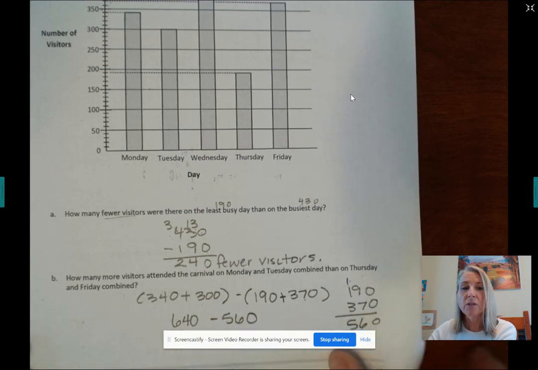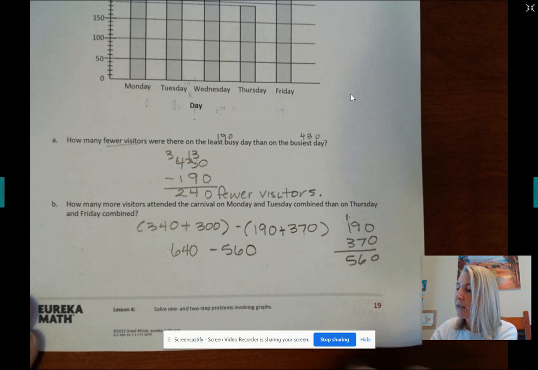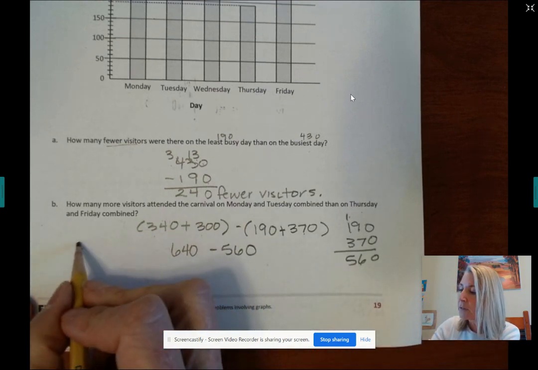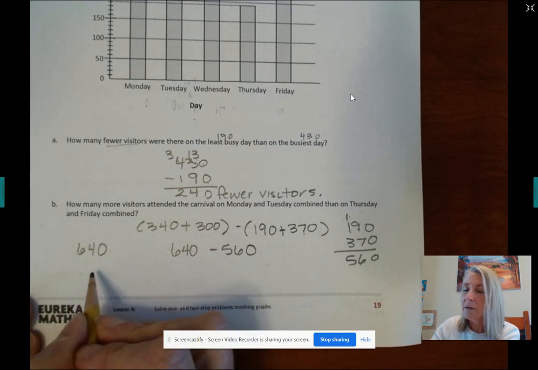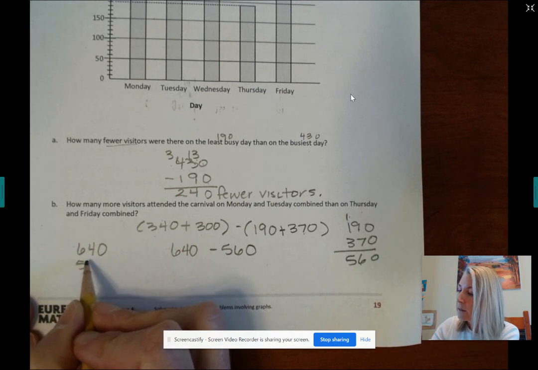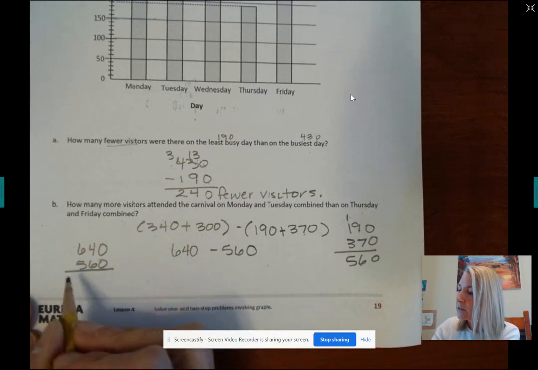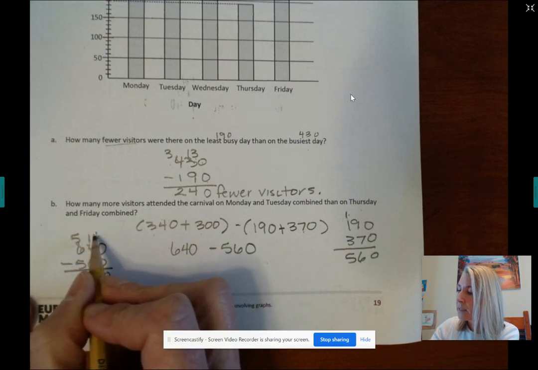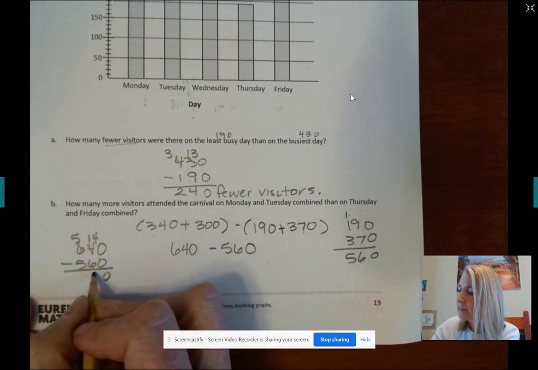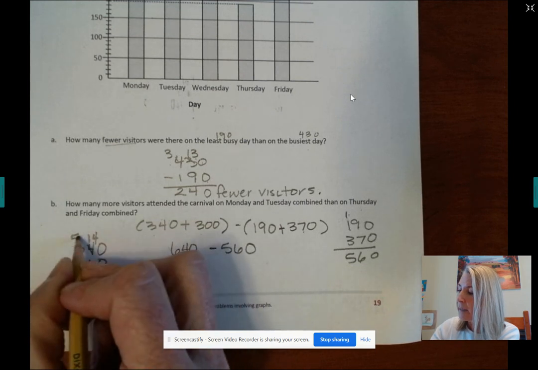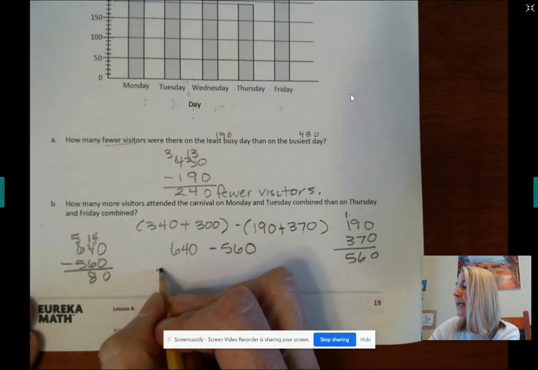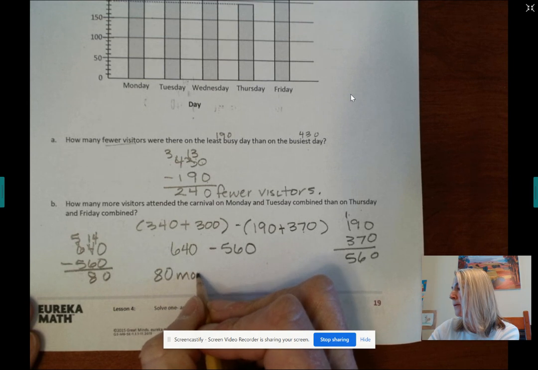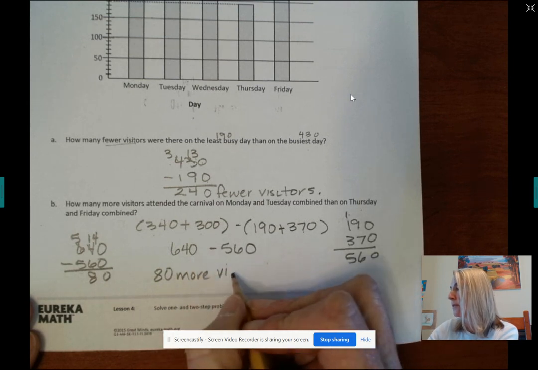So now I need to just do this final calculation, and I will know how many more visitors there were on Monday and Tuesday. So I'm going to subtract, and 14 minus 6 is 8, and 5 minus 5 is 0. There were 80 more visitors.